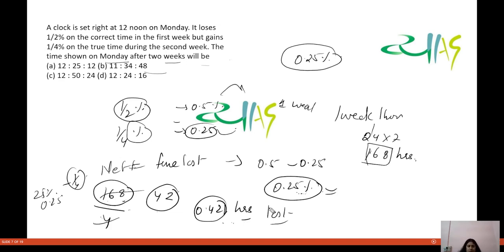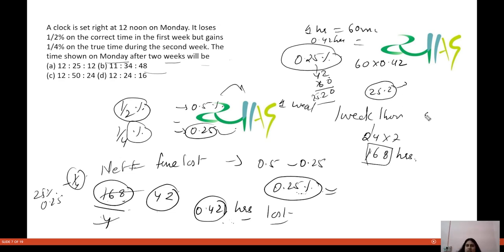Now what is the meaning of 0.42 hours? You obviously know 1 hour is 60 minutes. So 0.42 hour is how much? 60 into 0.42. So that is coming to be 25.2. Okay, 25.2 you are getting. Fine. So now you know the 0.2 is what? 1 minute is equal to 60 seconds.